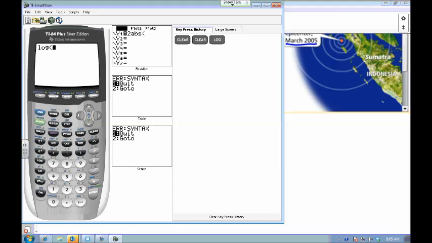What? Like X divided by a different variable? I don't know how to do a different variable. This one. And then hit enter.